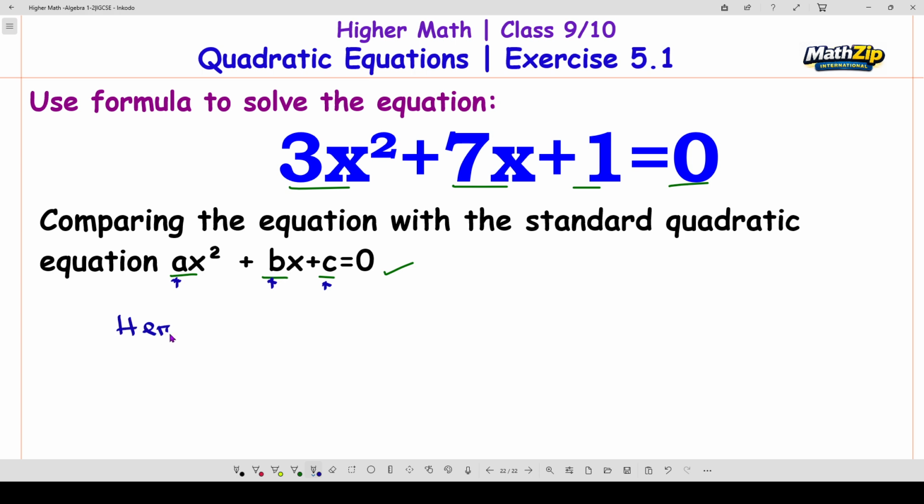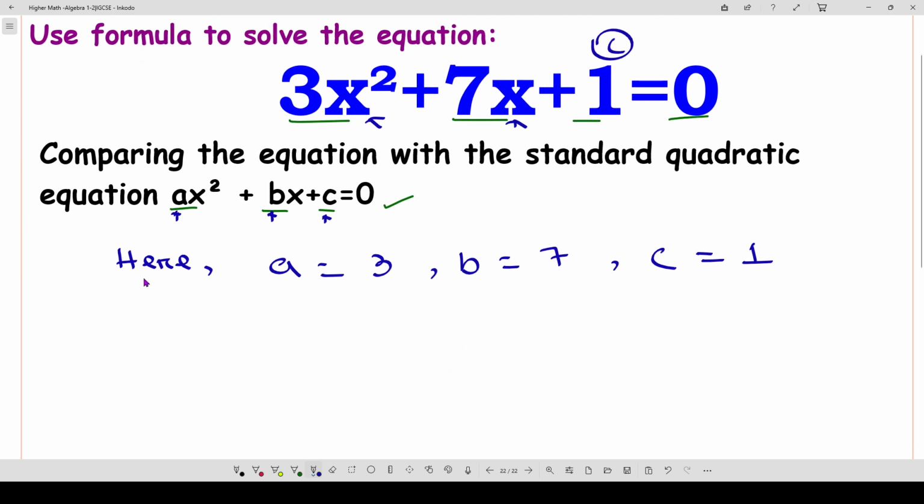Here, a is the coefficient of x², so a = 3. b is the coefficient of x, so b = 7. c = 1, because it's a constant.